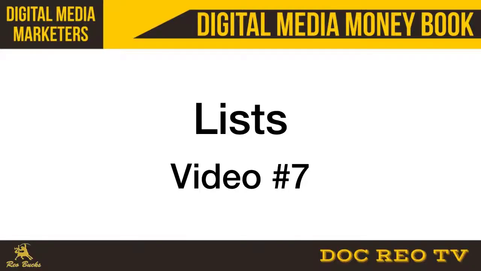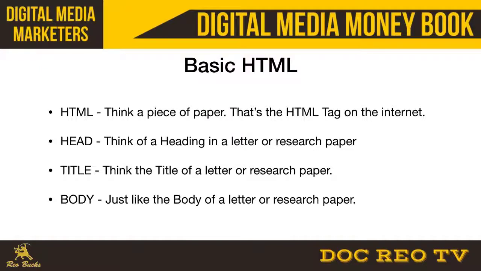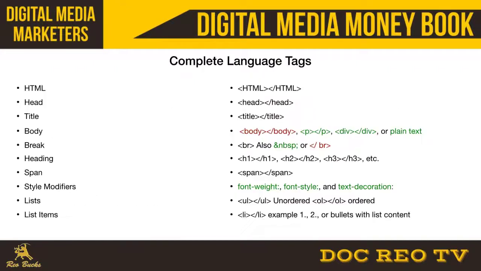Okay, we talked about lists. All right, this is the review. We talked about lists, and this is video number 7. And basic HTML, just to remind you once again, think of it as a piece of paper. That's HTML, that's the HTML tag when it's on the internet. And in between that paper, you'll have a heading and probably a title within the heading, just like a research paper or a letter. And then the body is just like the body of a research paper or a letter, and you'll be paying mostly attention to that in WordPress.